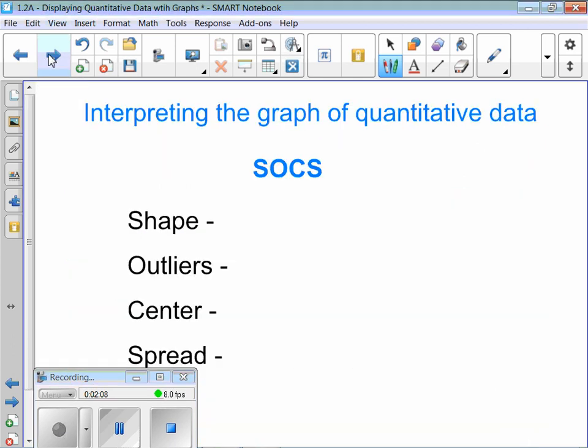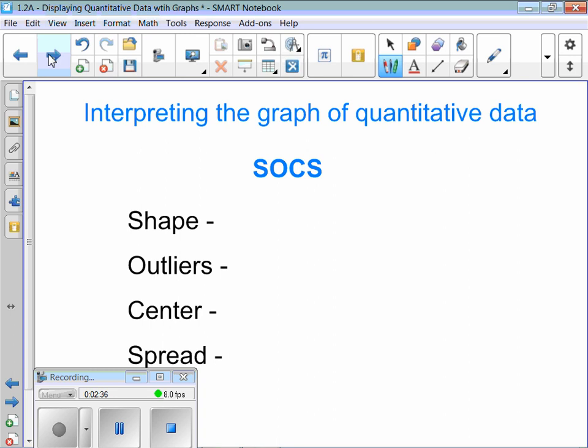All right, and so then we interpret the graph of the quantitative data. And you're going to start doing this. Interpreting distributions is what it's called. And so the acronym you want to remember is SOCS. S-O-C-S. SOCS. Don't forget your socks.